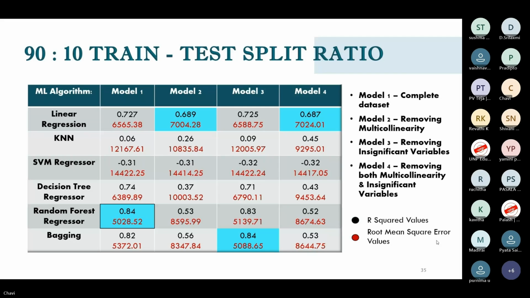7004.28. And again in model 3, bagging has the highest R-square value, that is 0.84, and the lowest root mean square error, that is 5088.65. In model 4, linear regression is having the highest R-square value and the lowest root mean square error value, that is 7024.01.